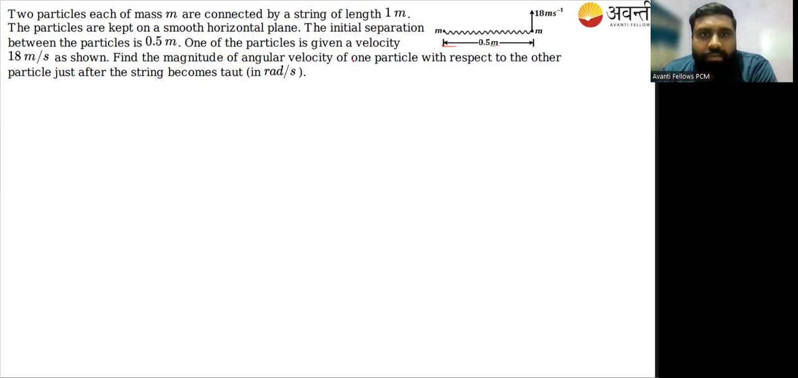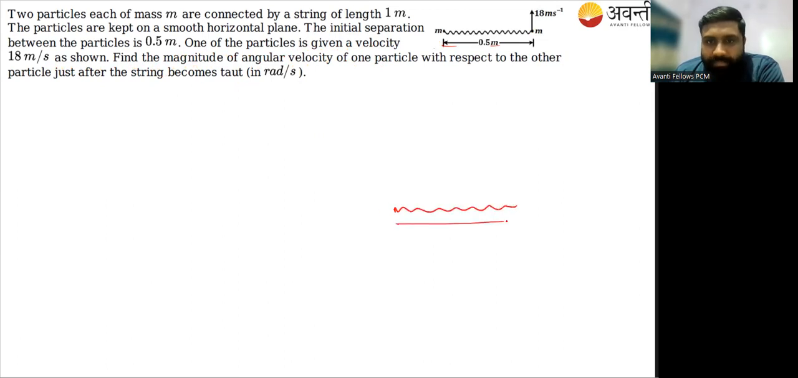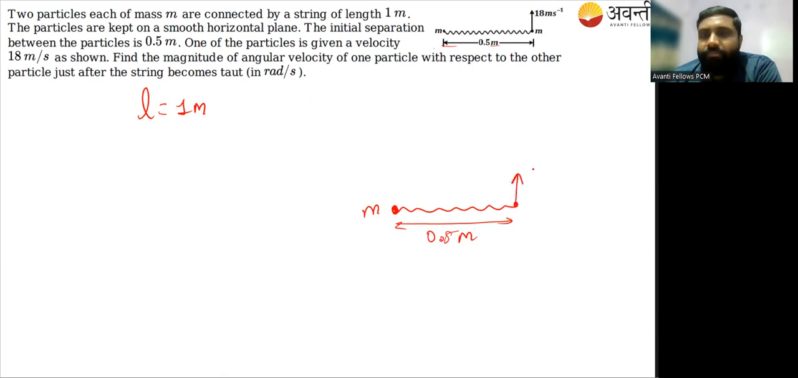Find the magnitude of angular velocity of one particle with respect to the other particle just after the string becomes taut. So we know that initially it is like this. The separation between them is 0.5 meter, although the actual length of the string is 1 meter. Now we fix this particle, small m. Another particle is also small m, and it is given a velocity 18 meter per second in the vertical direction. So this will keep on moving, and the length of the string will keep on increasing.